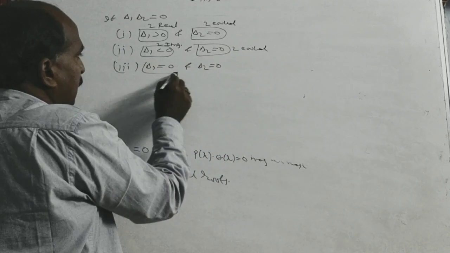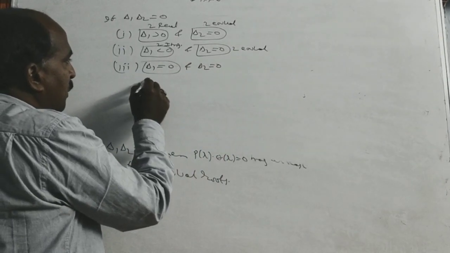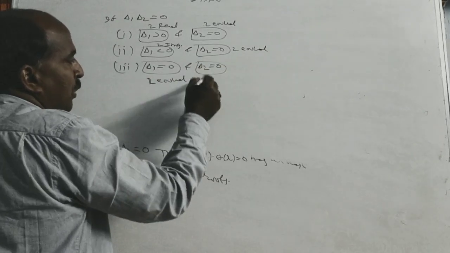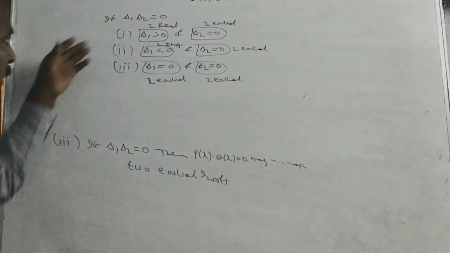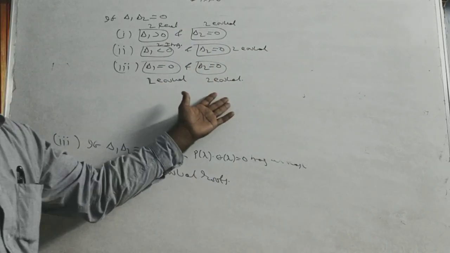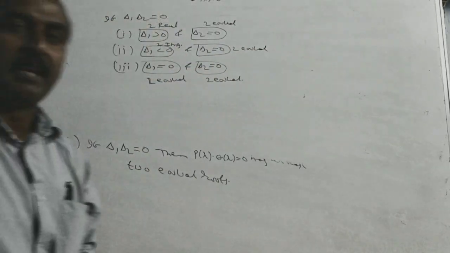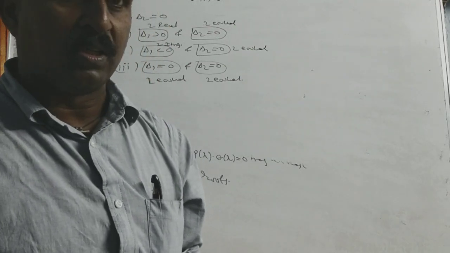In third case, delta 1 equal to 0 implies P of x equal to 0 has two equal roots, and delta 2 equal to 0 implies Q of x equal to 0 has two equal roots. In any case, we get at least two equal roots. So if delta 1 into delta 2 equal to 0, then P of x into Q of x equal to 0 has at least two equal roots.